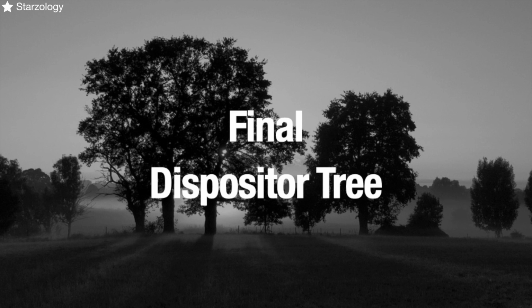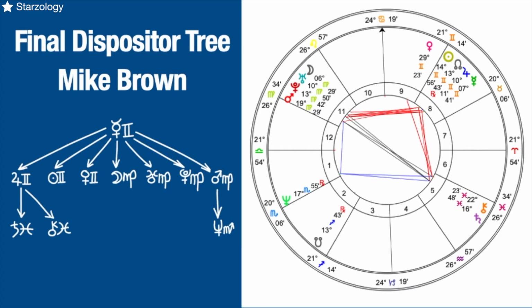So the final Dispositor tree. The example chart I have for the final Dispositor tree is the chart of Mike Brown. He's known as the Pluto killer. He's the one who was running the team that demoted Pluto down to dwarf planet. So he has a final Dispositor tree where there's actually 1 planet at the top in charge.